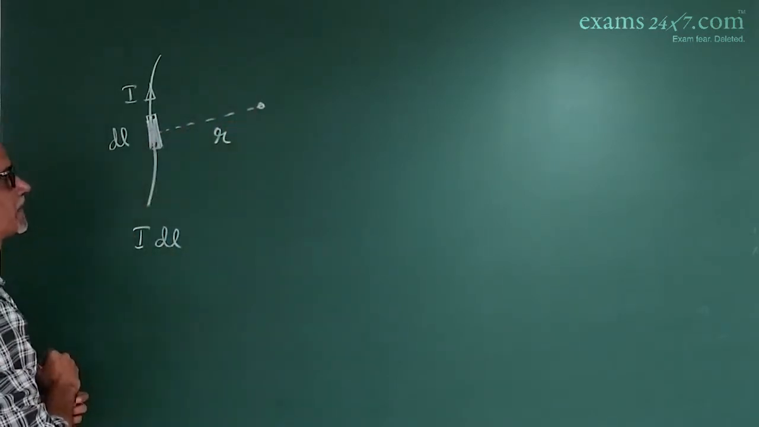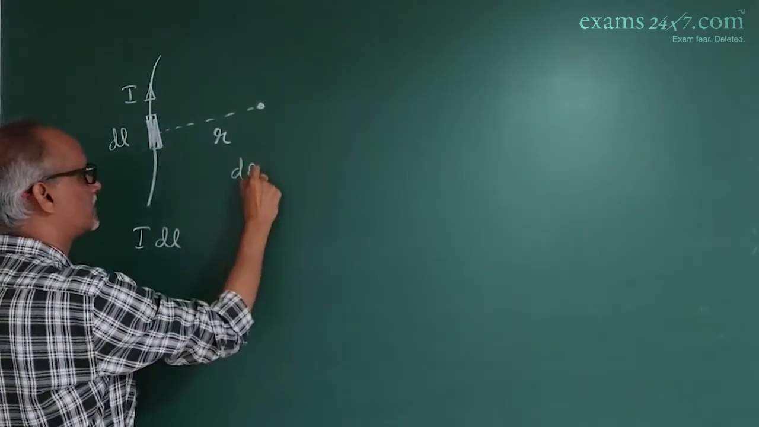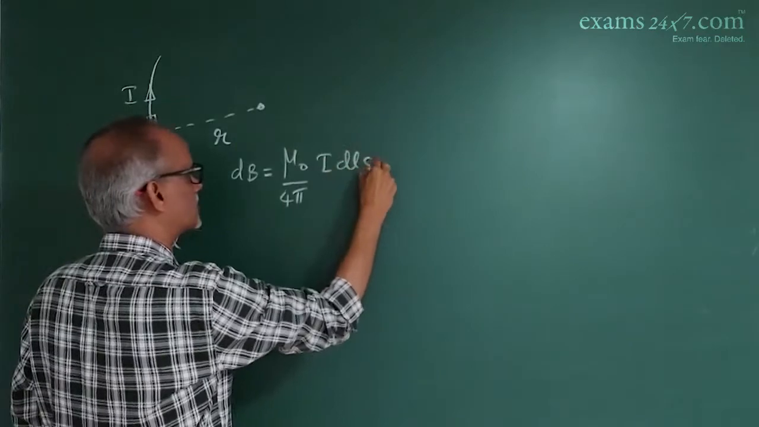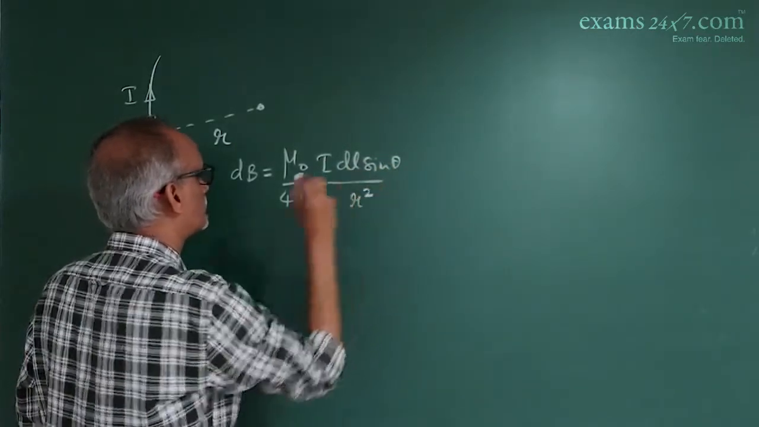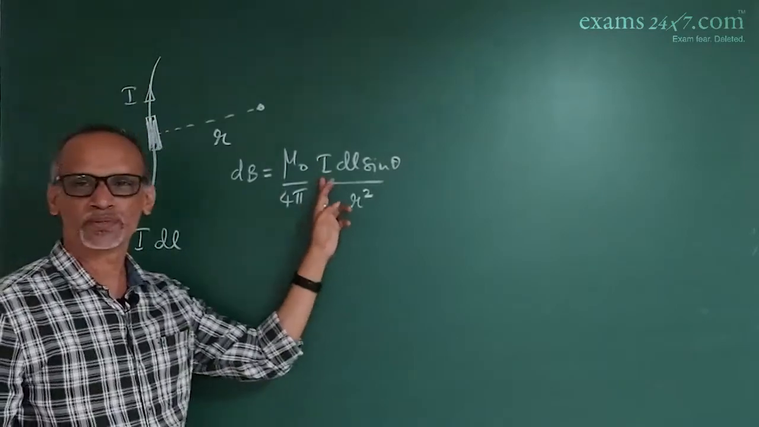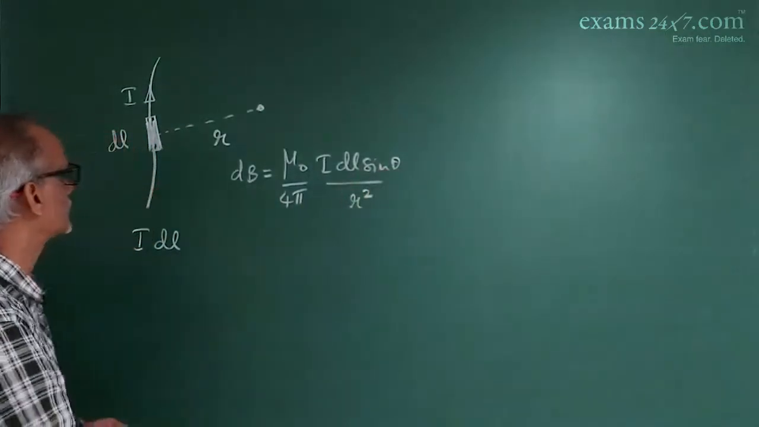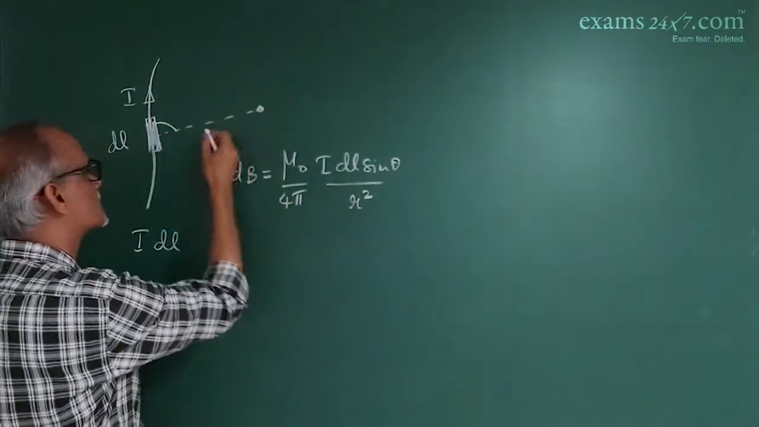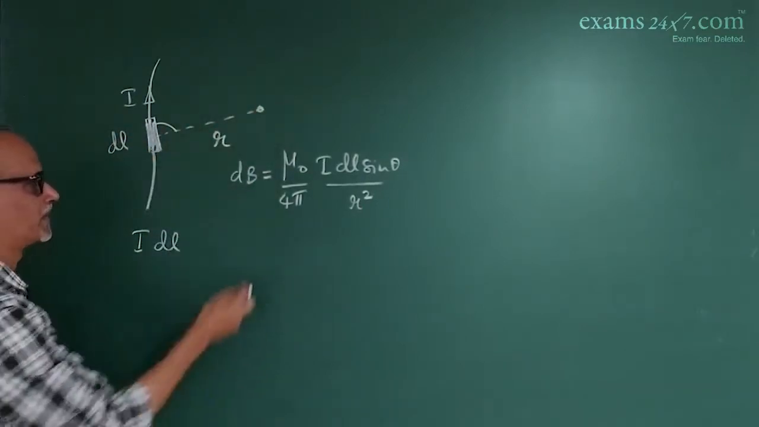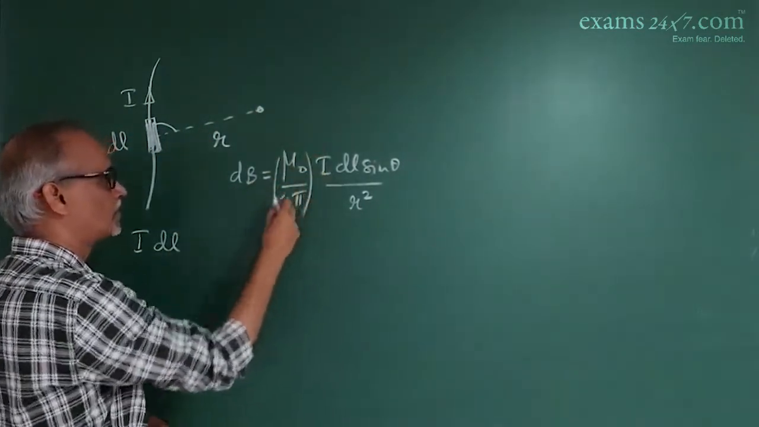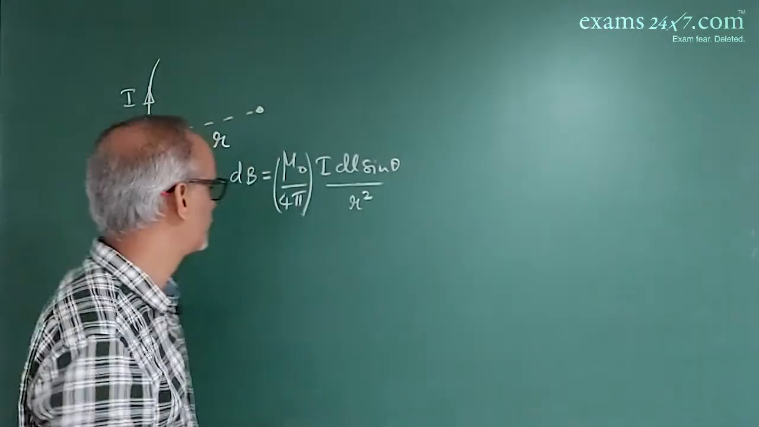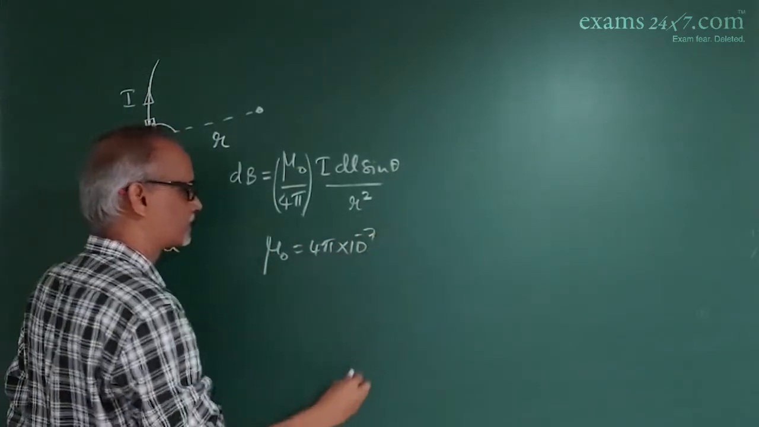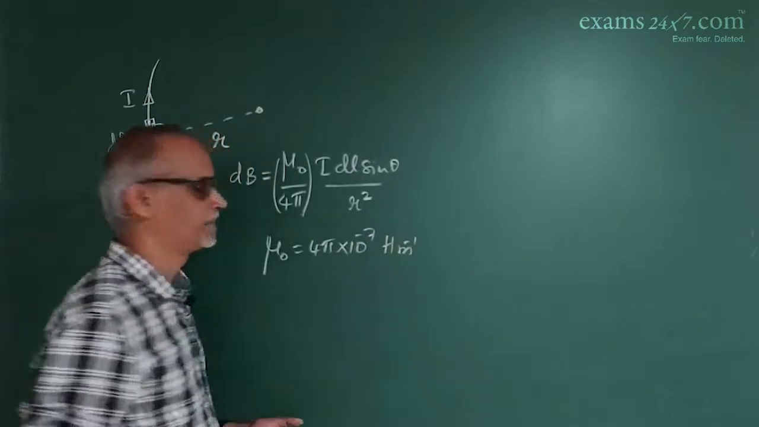from the current element, the magnetic field is given by dB is equal to mu naught by 4 pi, I dl sine theta by r square. I is the current through the current element, dl is the length of the current element, theta is the angle between the current element and the line joining the point to the current element, r is the distance of the point from the current element, and dB is the magnetic field. Mu naught is a constant called the permeability of free space, which has a value of 4 pi into 10 power minus 7 Henry per meter.